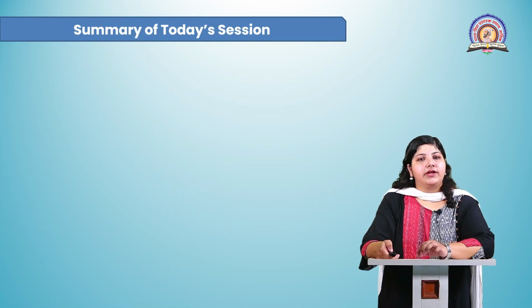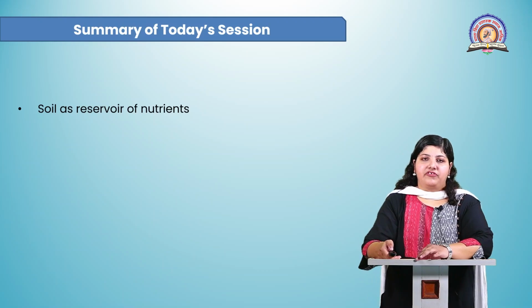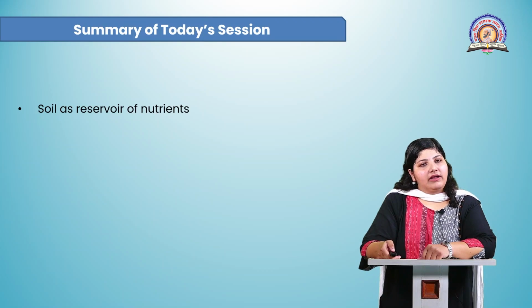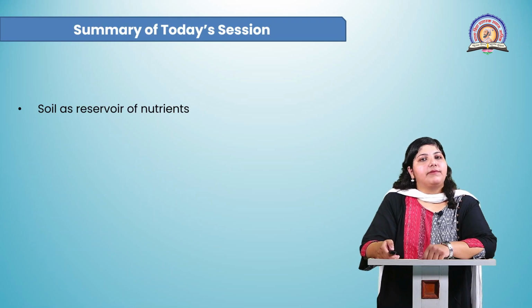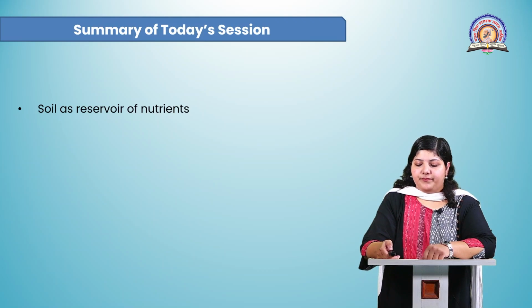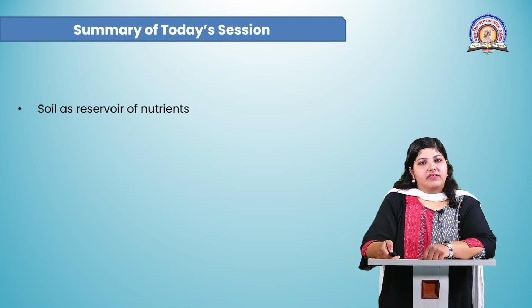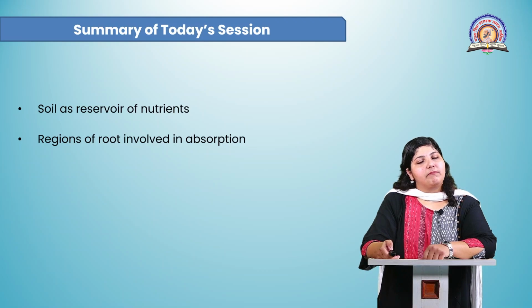Now let us see the summary of today's session. In today's session, we saw how soil acts as a reservoir of nutrients. It contains different types of mineral elements, or different salts of mineral nutrients. These mineral nutrients or salts cannot be absorbed directly by the plants, but they may be made available in the ionic form. And these elements are absorbed by the roots. The roots are the chief or major organs involved in mineral absorption.